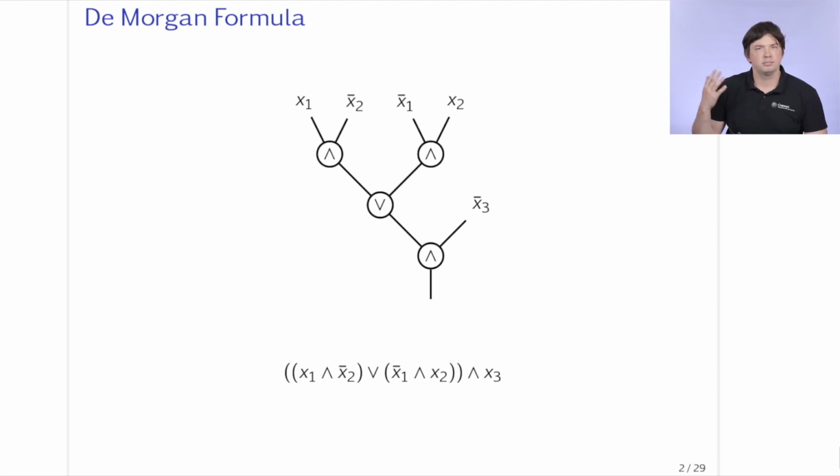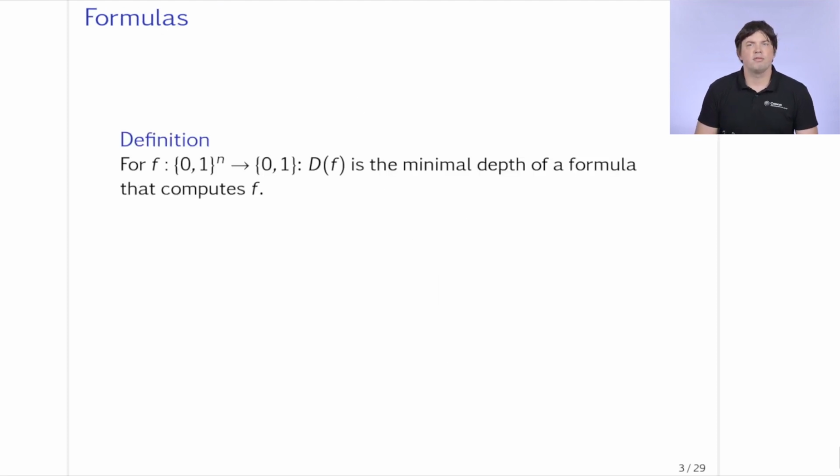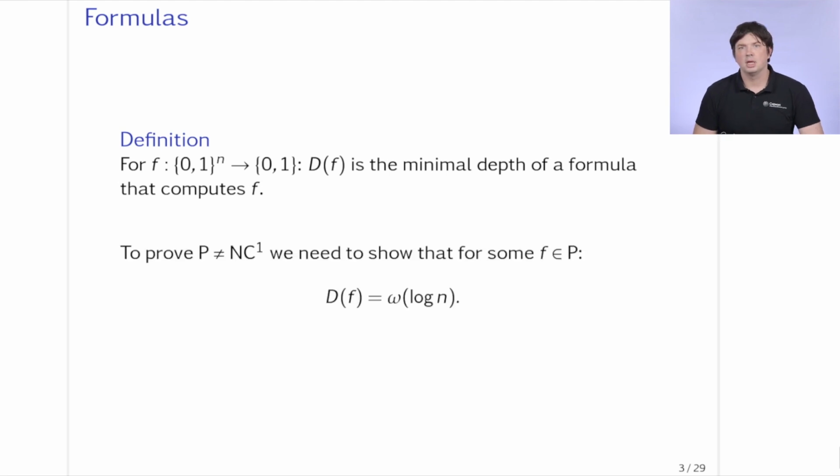So, this work concerns the lower bounds for De Morgan formulas. A De Morgan formula is just a tree that computes a function by applying ANDs and ORs to the literals. I hope you're familiar with that. The depth of a function is the minimal depth of a formula that computes this function. And our holy grail is to prove that P is not equal to NC1. And to show that, we need to find a function f that is in P and that has a super-logarithmic lower bound on its depth.